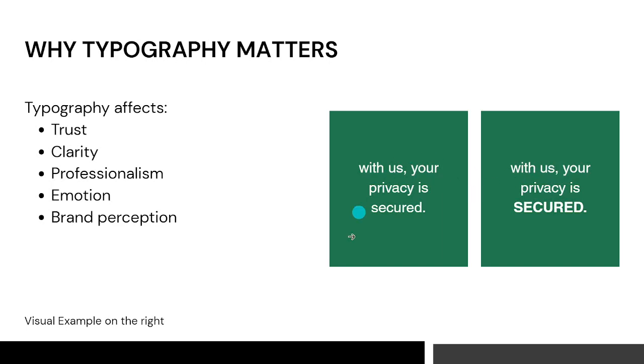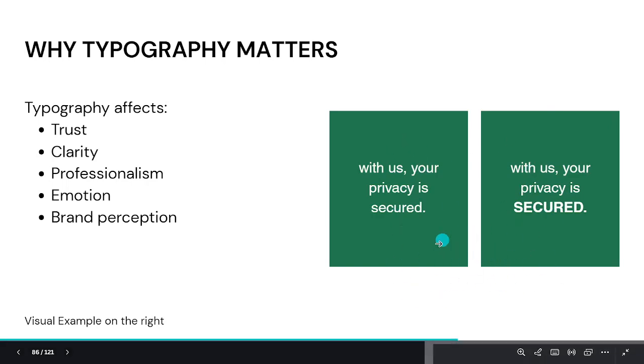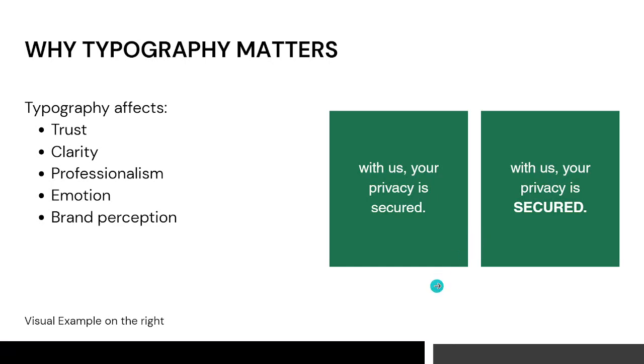Looking at a visual example here on the right, the first one says, with us, your privacy is secured. We also have a similar design that says, with us, your privacy is secured. But the one on the right, the word secured is more bold. Let me try this question. If you are to choose between two brands, which of them will you choose based on this design, and why will you choose them? I would like to have our response.